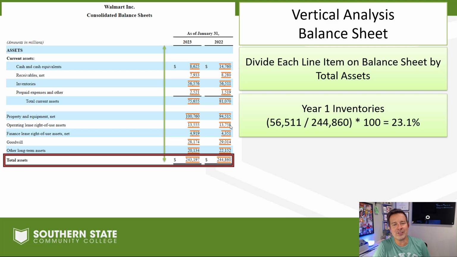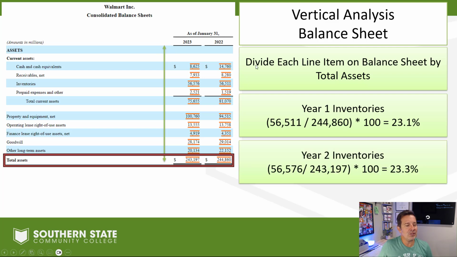Okay, so let's look at year 2 and see what the trend is. Year 2, 56,576 divided by total assets. You can see it's very steady, 23.3%. So that portion of the pie for Walmart and their total assets didn't really grow. It kind of stayed the same. It's going to be pretty consistent, it looks like.